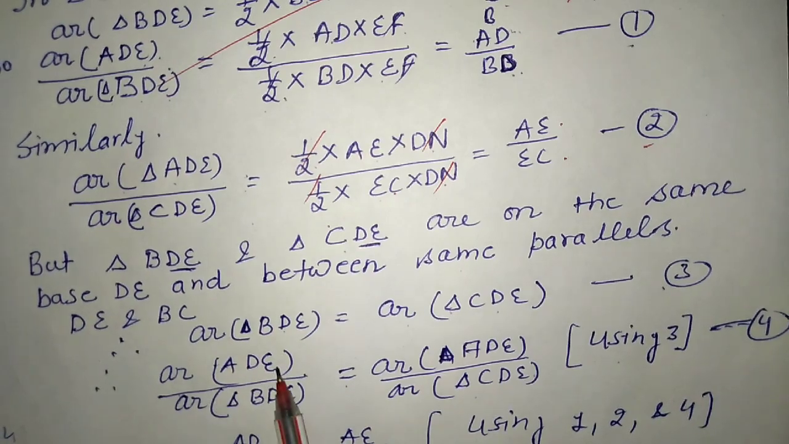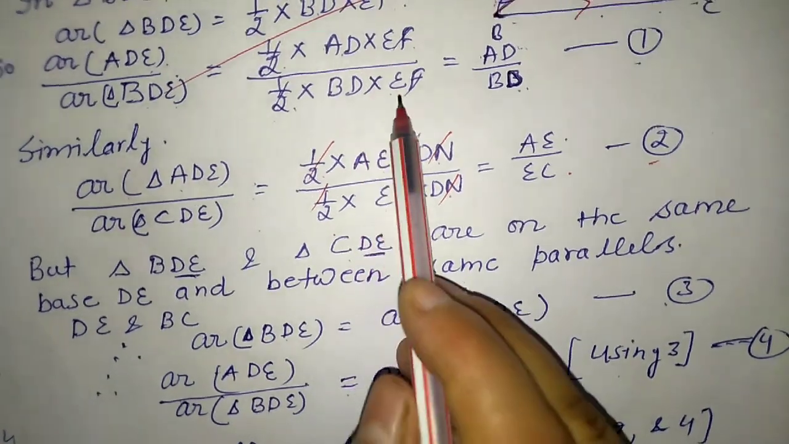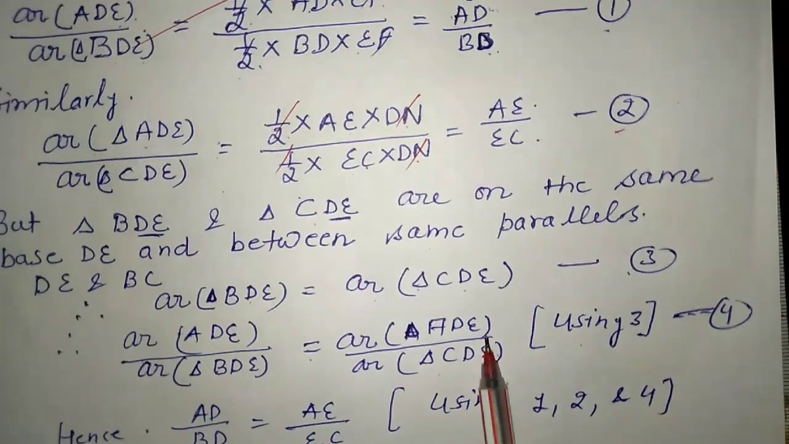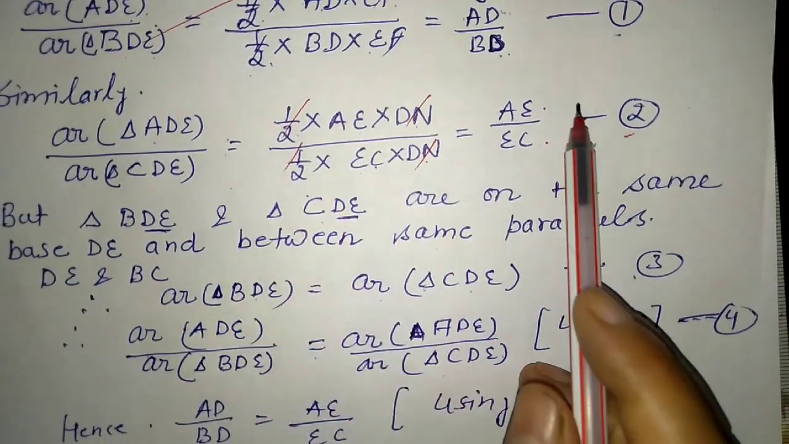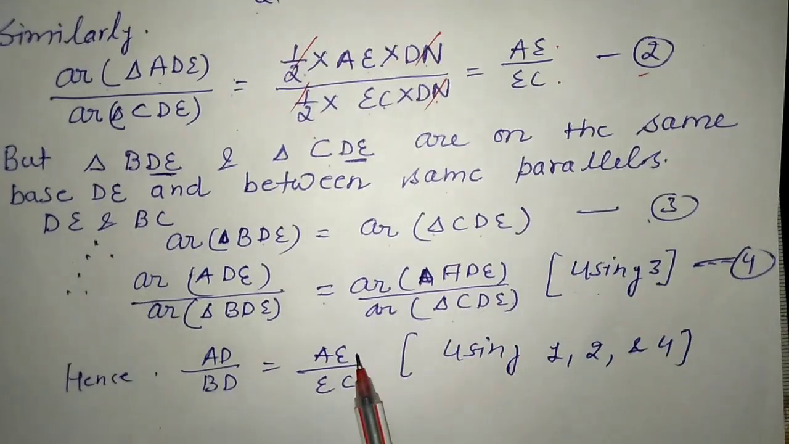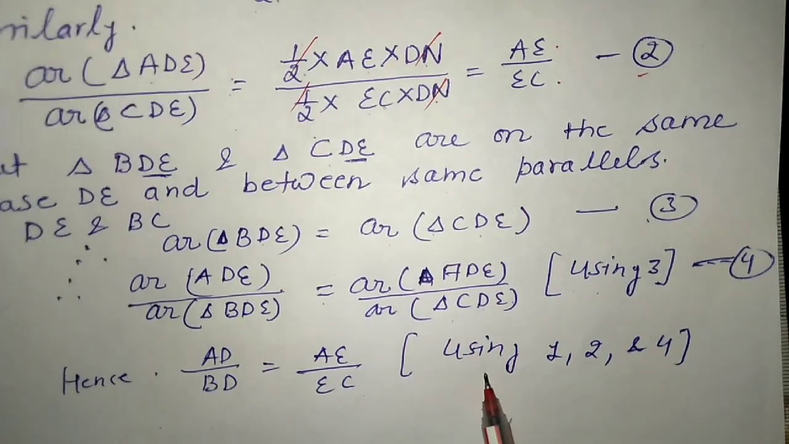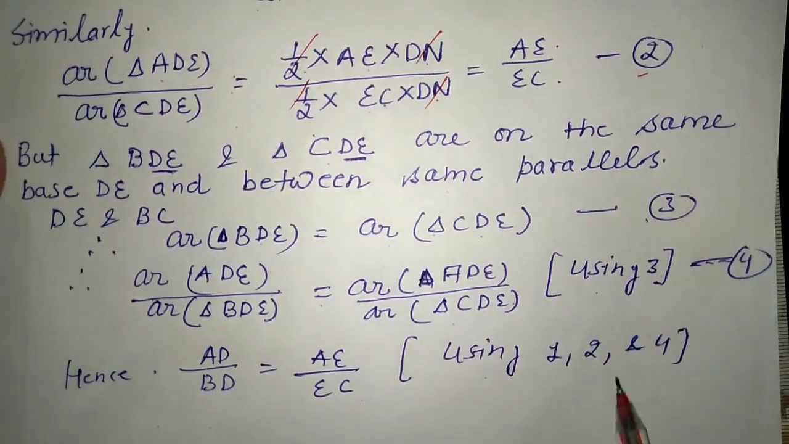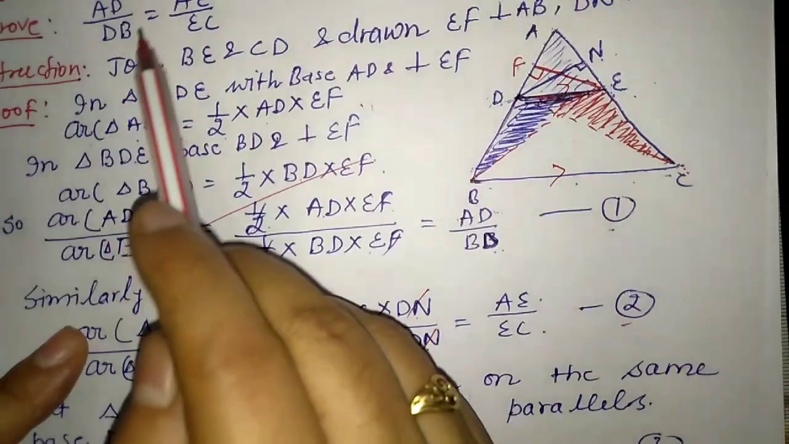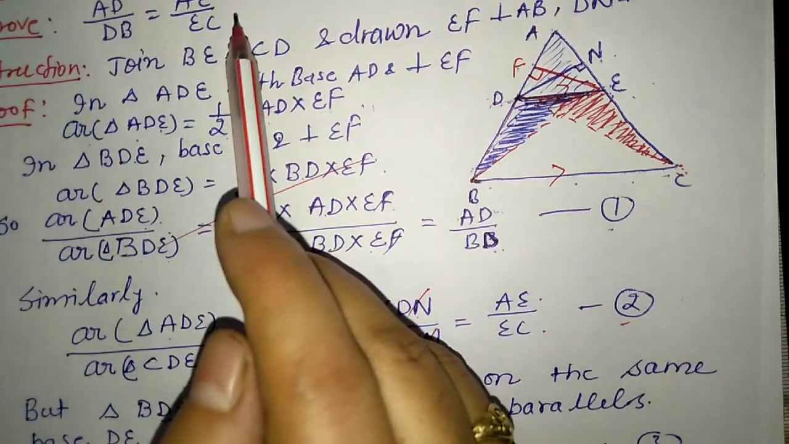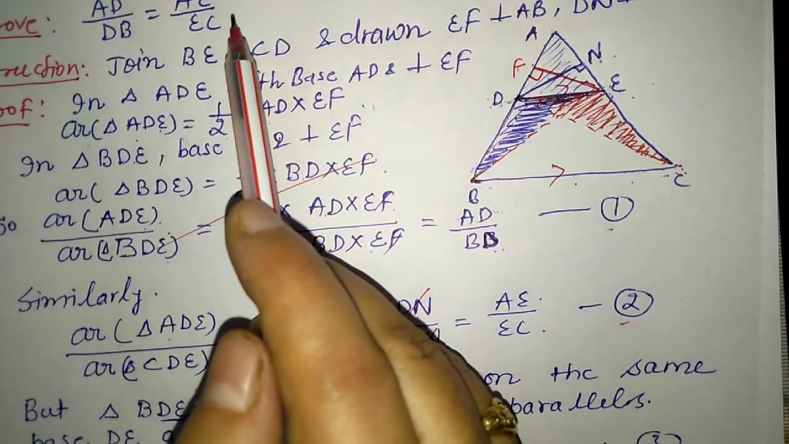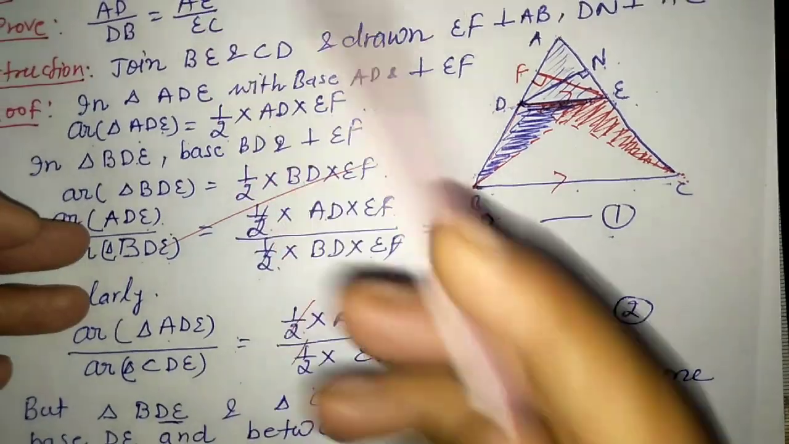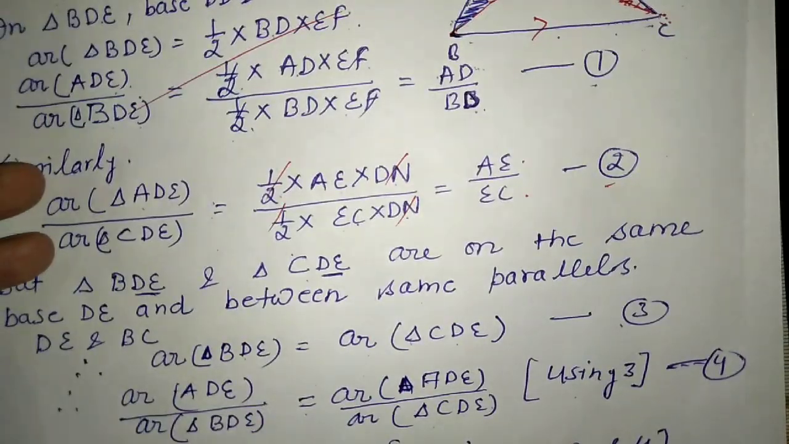Now we can see area of ADE upon area of BDE is equal to AD upon BD, and area of ADE upon area of CDE is equal to AE upon EC. So that is AE upon EC. This is using the first, second and fourth. So this is what we wanted to prove. We have used 1 upon 2 base into height four times here. So on dividing we will get the theorem.